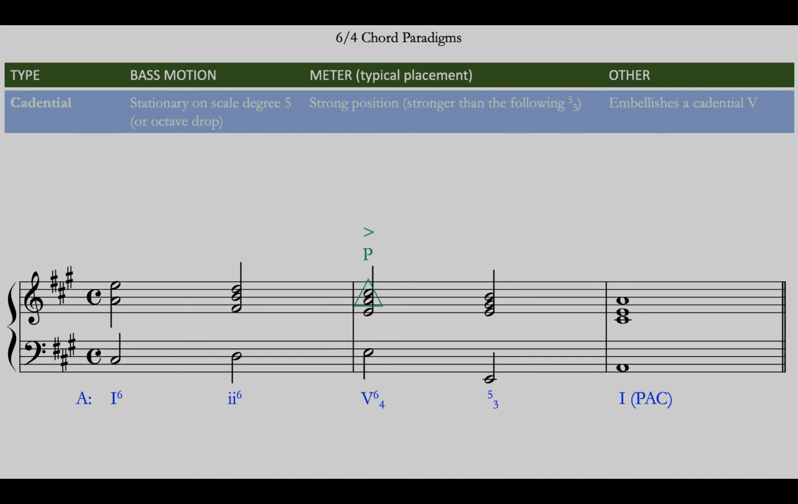Since the 6th and the 4th above the bass in the cadential 6/4 are a strong beat dissonance, that means the cadential 6/4s tend to fall on strong metrical positions. Or to be more specific, the 6/4 is generally on a stronger position than the 5/3 that follows. Of course, since they're cadential 6/4s, we tend to find them at cadences as an embellishment of the cadential dominant. So that could be at a half cadence, authentic cadence, or even a deceptive cadence. That's the part of the phrase where these tend to occur.